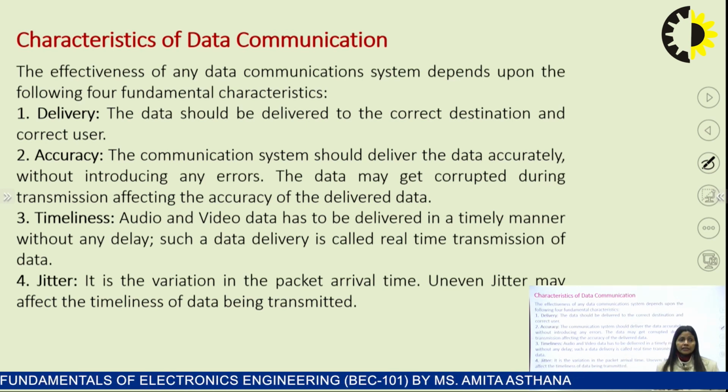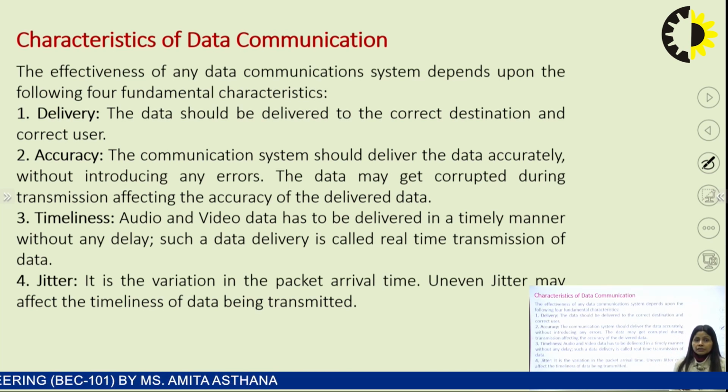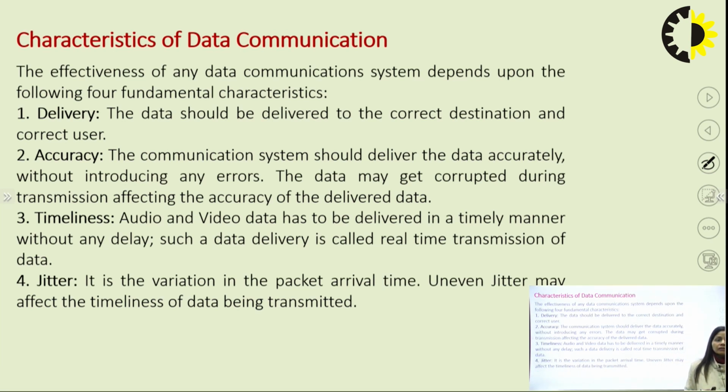Now coming to the jitter. What is the jitter? Uneven delay, that means the variation in the packet arrival. What is a packet? Let's say there is a huge amount of data. What we do is distribute the data into small packets. So this jitter should not be there. The packet arrival time should be fixed. Due to the jitter, if there is a variation in the packet arrival time, the timeliness of the transmission will be affected.